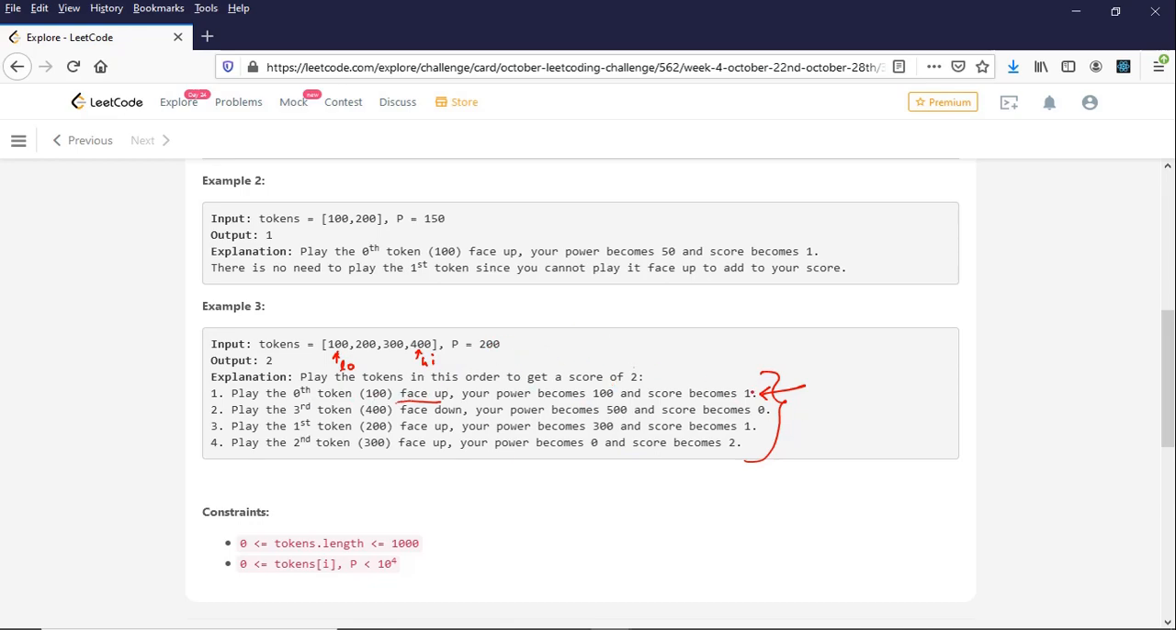If I do that, my score will become 1. Initially P is 200. Once I trade with this 100, my P is left with just 100. Now this 100 is used, and the remaining is 200, 300 and 400. Now I cannot do the face up play with the lowest value, right? Lowest is 200 and P is just 100.